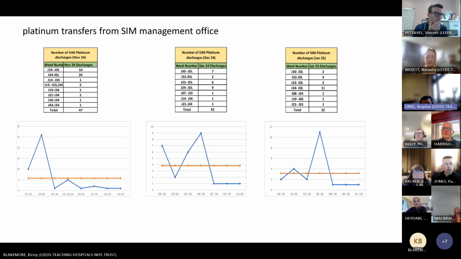Next slide, please. This will be the platinum transfers, the beds that are being refilled by the patients from our bed base going across to different areas in our empty beds. And I'll pass the next slide to Mashid, if that's all right.